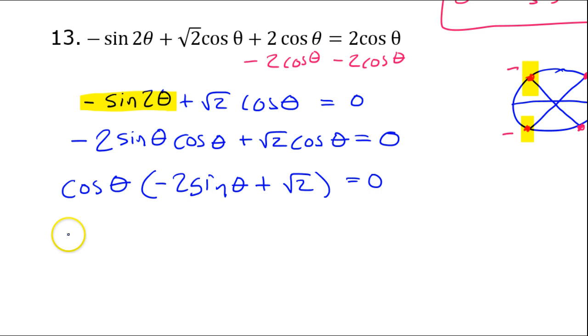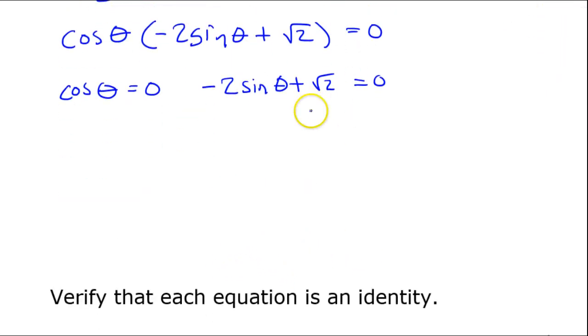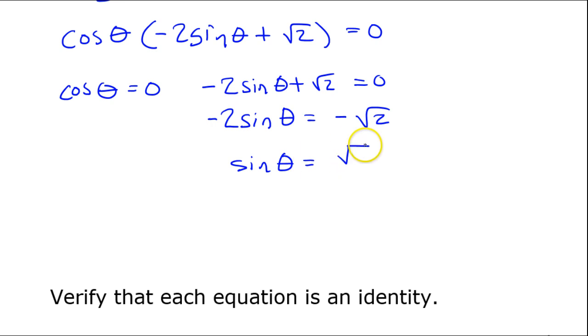Okay, now zero product property. So cosine theta is equal to 0, and negative 2 sine theta plus radical 2 is equal to 0. Now let me continue to solve the right-hand side here. Subtracting radical 2 from both sides gives me negative 2 sine theta is equal to negative radical 2. Dividing both sides by negative 2 gives me sine theta is equal to radical 2 over 2. Notice a negative divided by a negative is a positive.